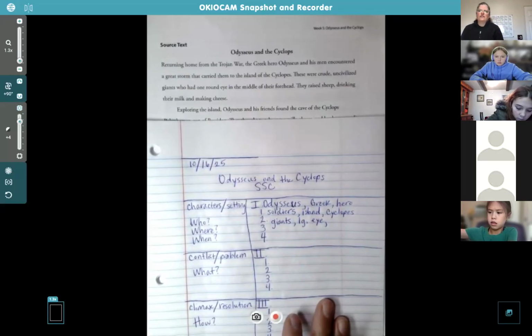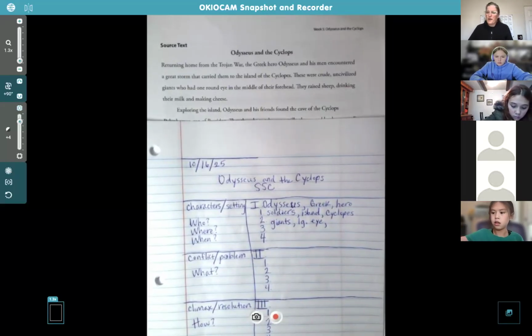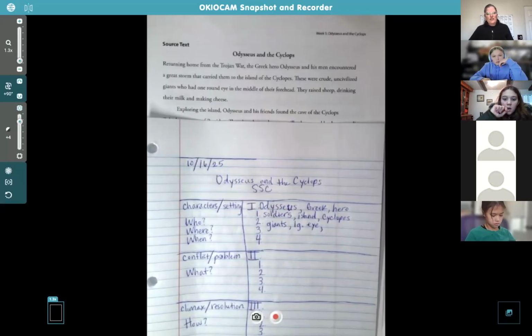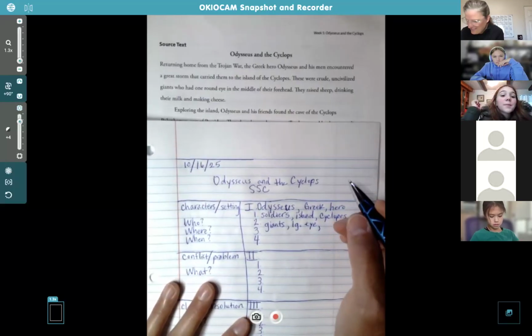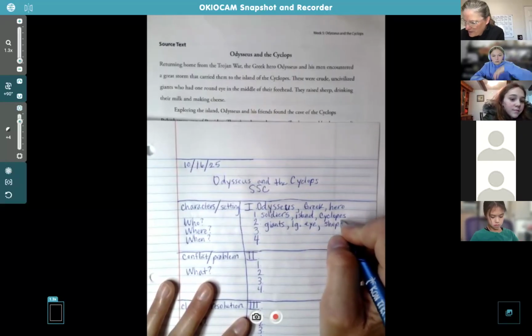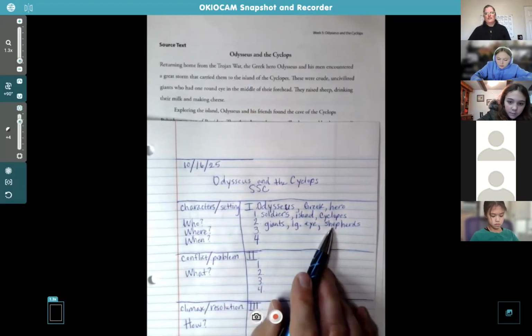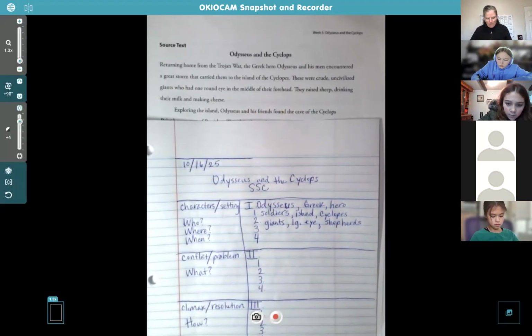And Eliana, what do they do? Like, it's kind of weird, but these giants, what is their way of life? They raise sheep and drink their milk and make cheese. Yeah. Do you know what the name of a person who raises sheep is? No. Esther, what is that? It's a shepherd. A shepherd, right. So we'll call them shepherds. So they're giants with a large eye and they're shepherds. They raise sheep, drinking their milk.